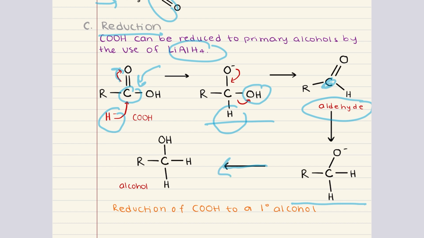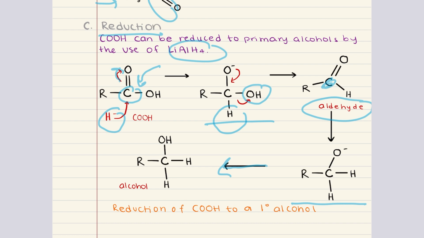Therefore, through this two-step reduction, first to an aldehyde, then to a primary alcohol, the carboxylic acid is fully reduced. Now, it's important to note that milder reducing agents such as sodium borohydride are not strong enough to reduce carboxylic acids. Only a powerful reducing agent like lithium aluminum hydride is effective.